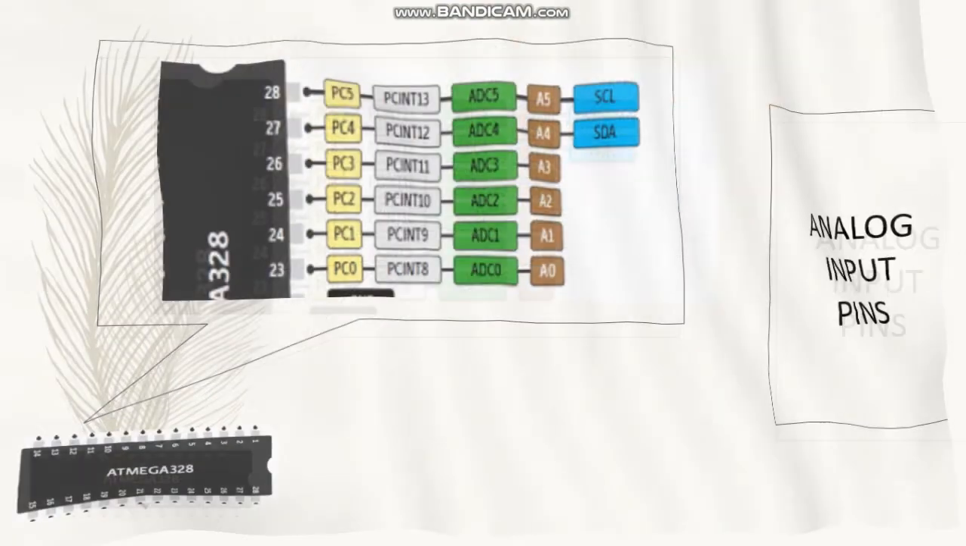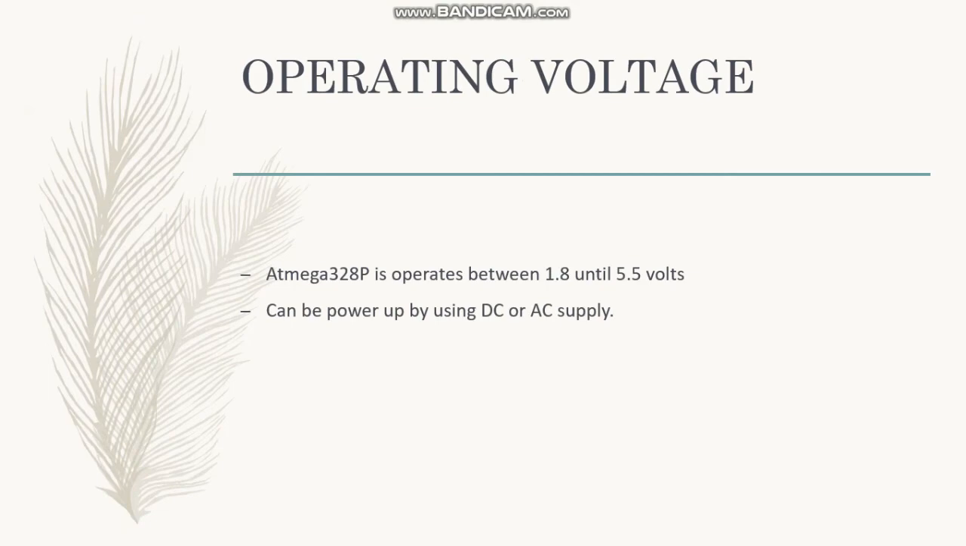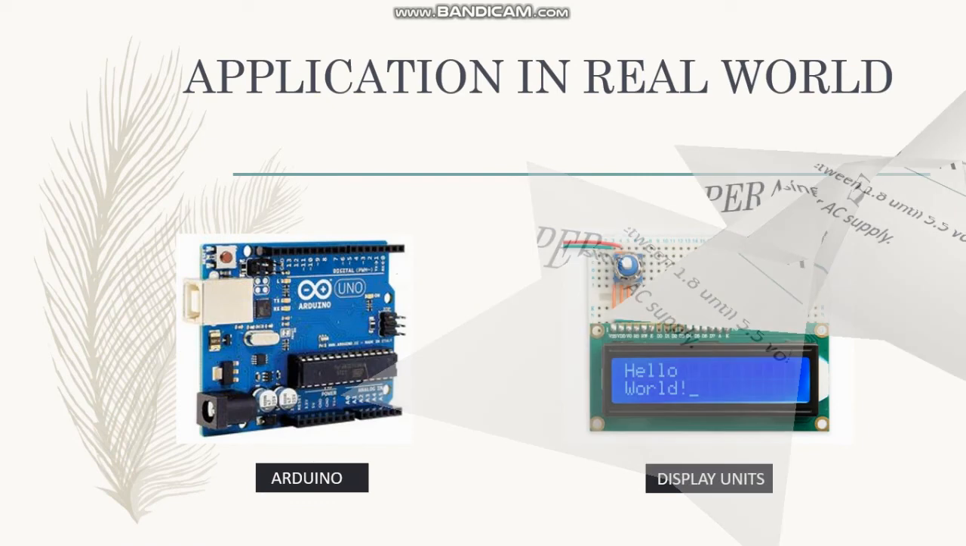For the operating voltage, the ATmega328P operates between 1.8 and 5.5 volts, and it can be powered using a DC or AC supply. Okay, that's all from me, and I will pass to the next presenter.